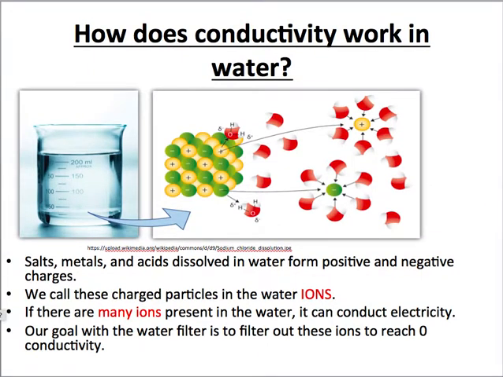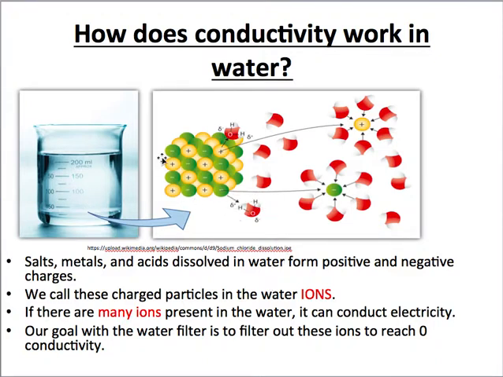So how does conductivity work in water? When you have things like salts, metals, and acids dissolved in the water, it forms these charges in the water, and those charges can conduct electricity. These charges are called ions.